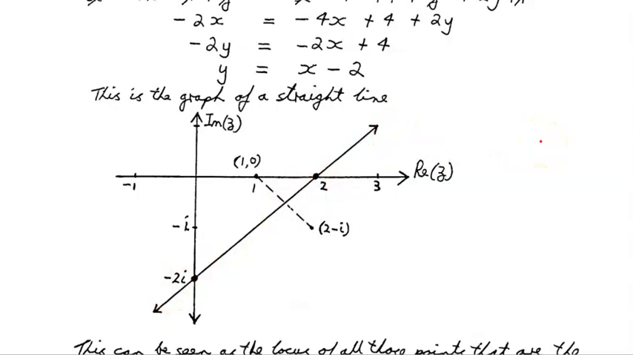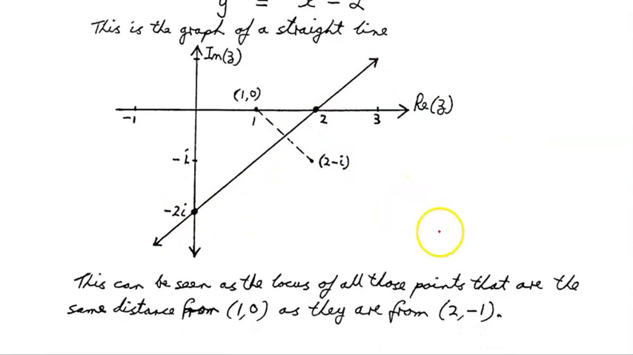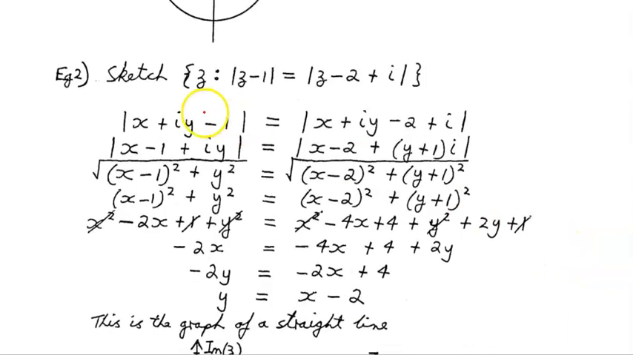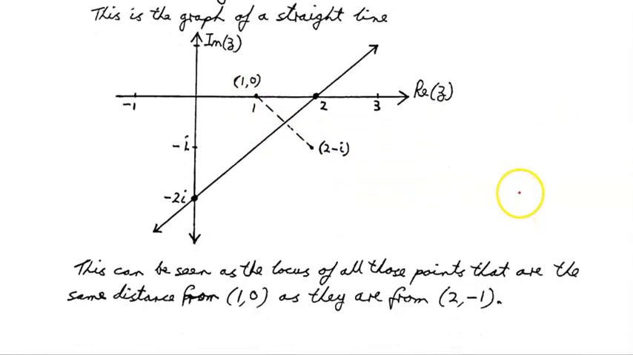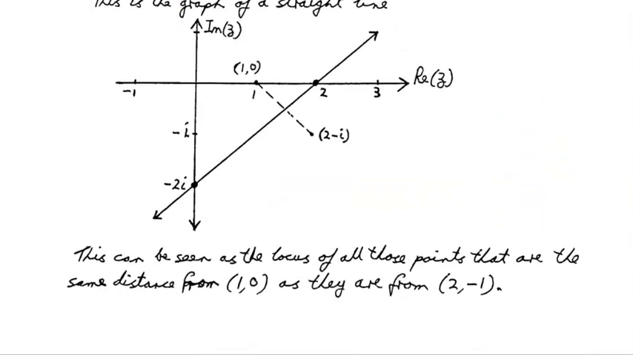And the way you can think of it is as the locus of all those points that are the same distance from 1, 0 as they are from 2, minus 1. 1, 0, if you have a look back here, this z minus 1, is the complex number 1, even though it's real. Over here, 2 minus i, that's 2, minus 1. All the points are the same distance from both. That's that.